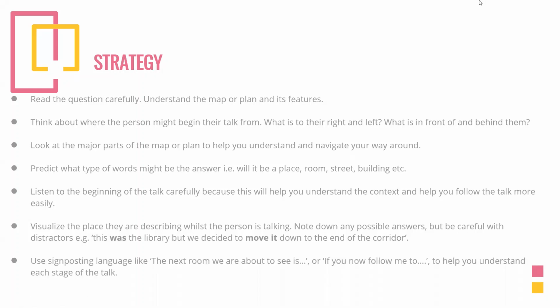Use the signposting language, like "the next room we are about to see is". I mean, this is language basically used as a signpost. So you can clearly make out that one space is already labeled, and the space beside it has not been labeled. So what you have to do is find the one adjacent to the labeled one, right? So these are called signposting language. So understand the signposting language as well.